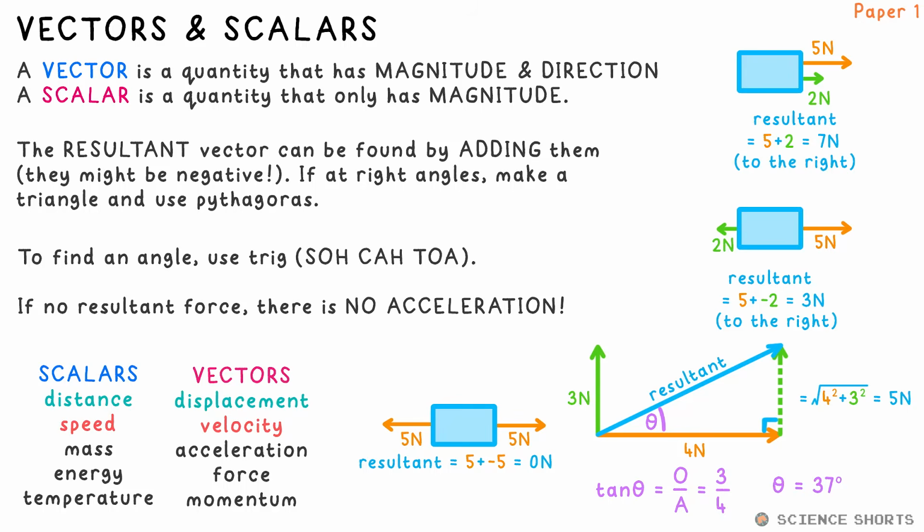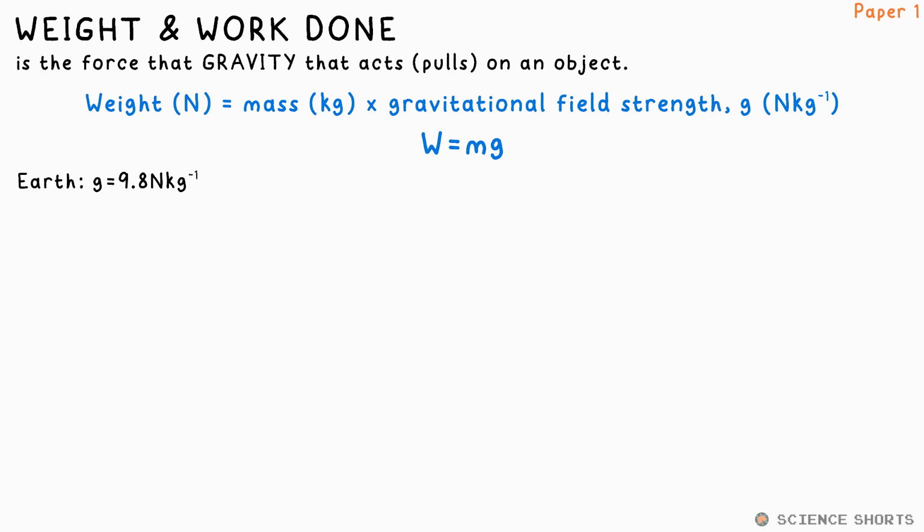If a measurement or quantity just has magnitude but no direction, it's not a vector, but it's called a scalar instead. Here are some examples of both. Note that displacement is distance traveled with a direction. Similarly, velocity is the vector form of speed. Weight is another name for the force due to gravity that acts on an object.